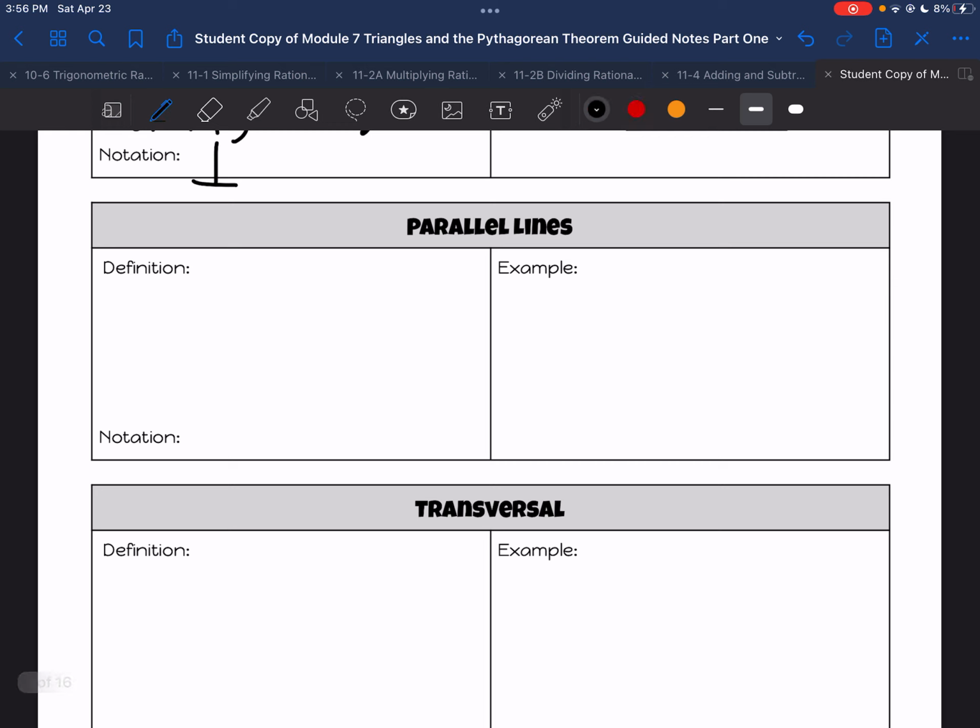Parallel lines. We've talked about this before in the systems of equations chapter. We've talked about it in solving equations. So parallel lines are two or more lines in a plane that will never intersect. And a plane just means a flat surface.